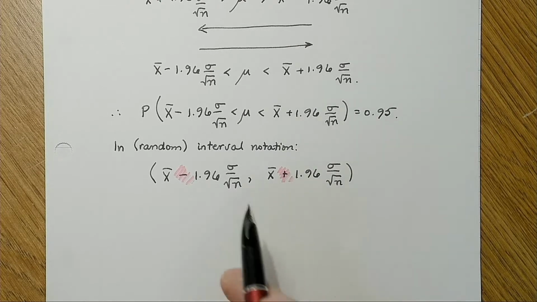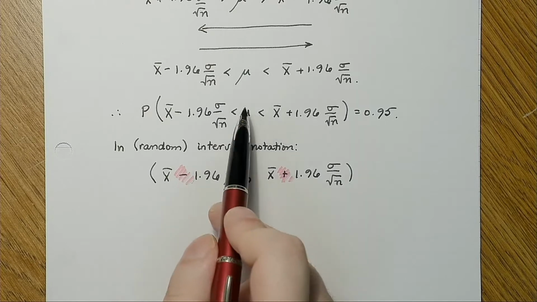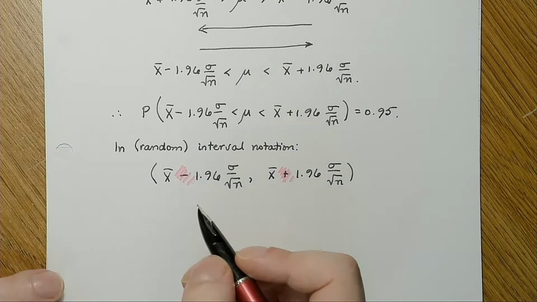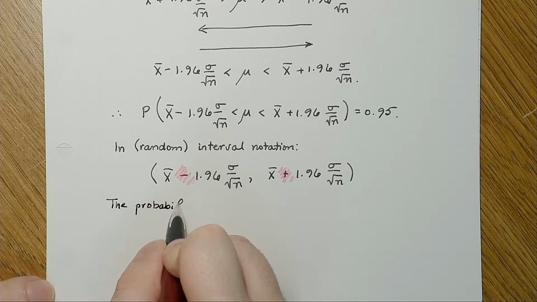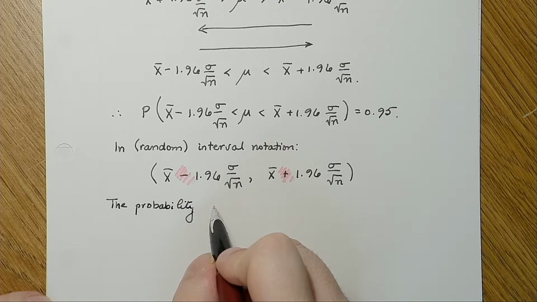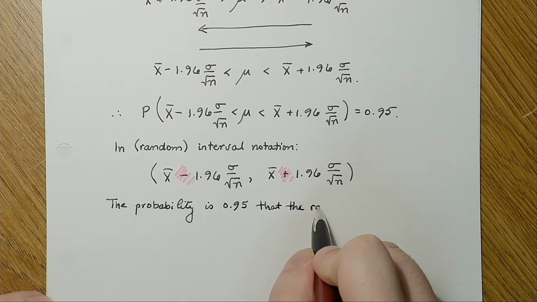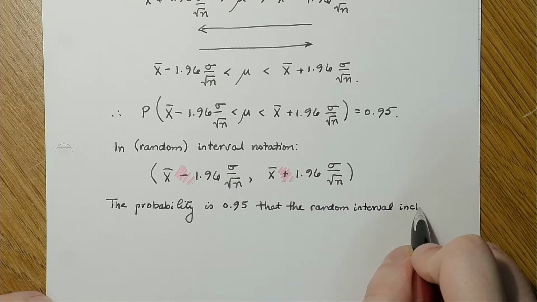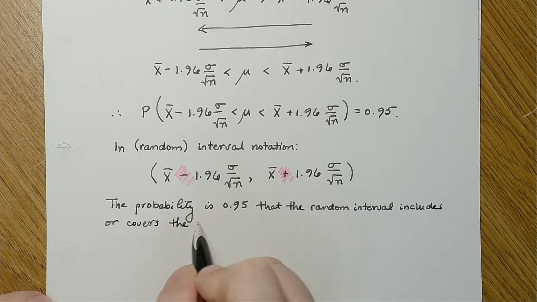Okay, so you can think of that interval as random, because you have two endpoints and they involve a random interval, which is mu. Now, you might start to think, well, what this says is that the probability is 0.95 that the random interval includes or covers the true value of mu.